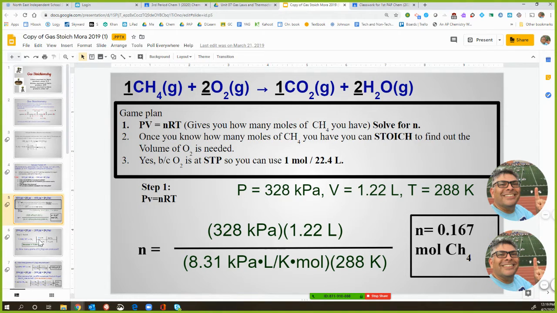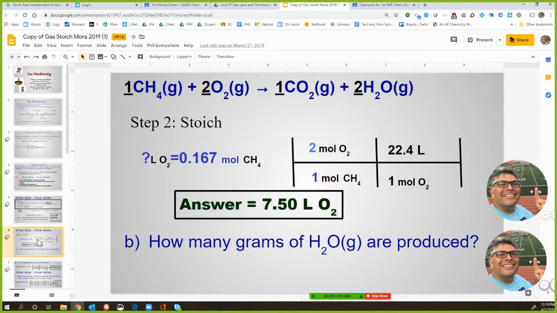You can go on to the next part of this, which is your answer from what you just did with the ideal gas law. You do your mole ratio, and it's a 2-to-1 in terms of oxygen to methane, and then you're going to use your conversion because the oxygen's at STP. 1 mole of O2, or 1 mole of any gas really, is 22.4 liters. And so your final answer is 7.50 liters of O2.